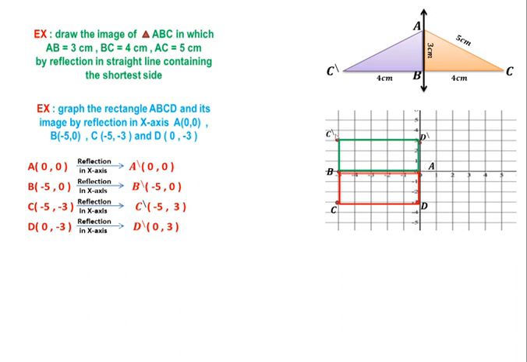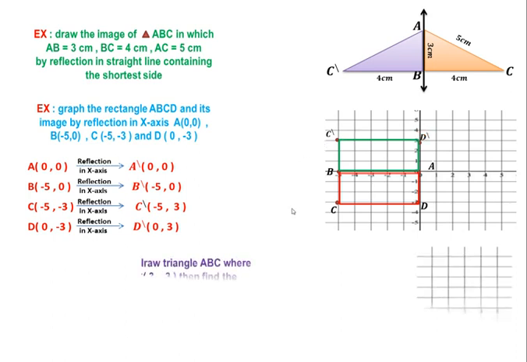The distance from D to the reflection line equals the distance from the reflection line to D dash, and each point has the same distance from the mirror. Then the image of ABCD will be A B C dash D dash.